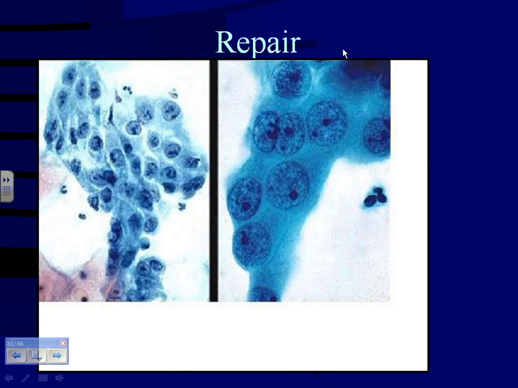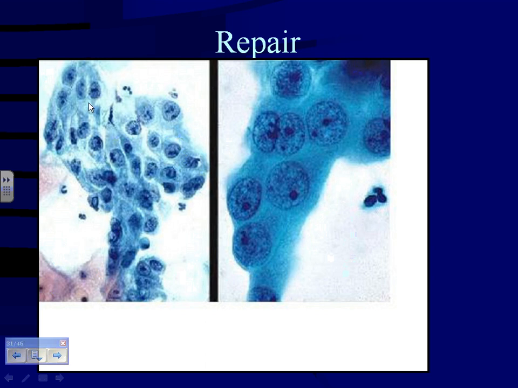All right, so here's a couple examples of repair, both on low and high power. Here's a sheet of what look like metaplastic type squamous cells, right? Okay, and they're actually showing nuclear enlargement. But they're not overlapping each other. They're kind of minding their own spaces. You can still make out some cell borders.